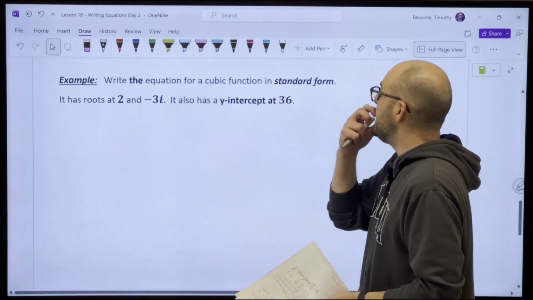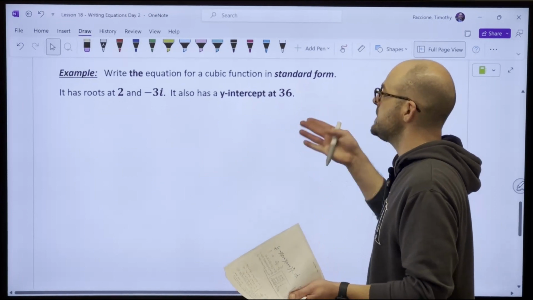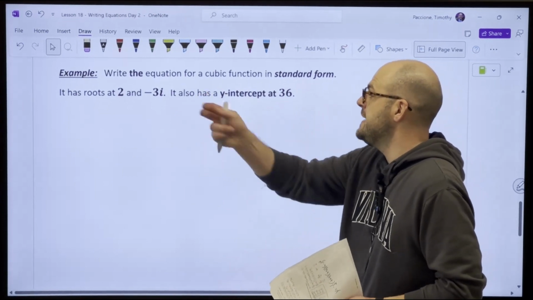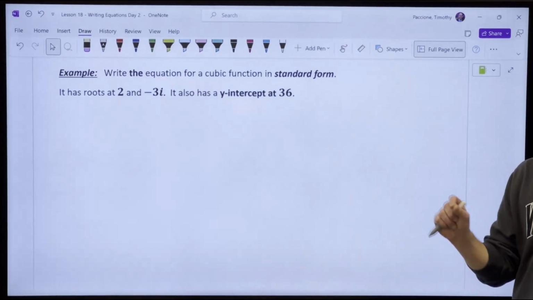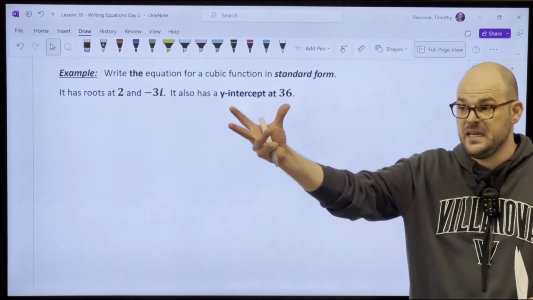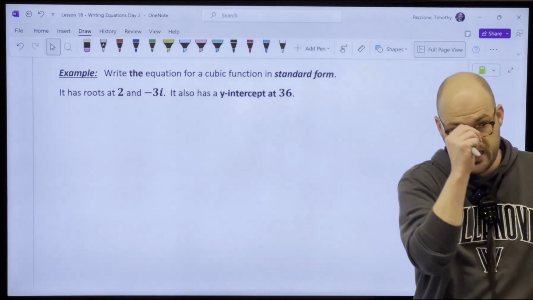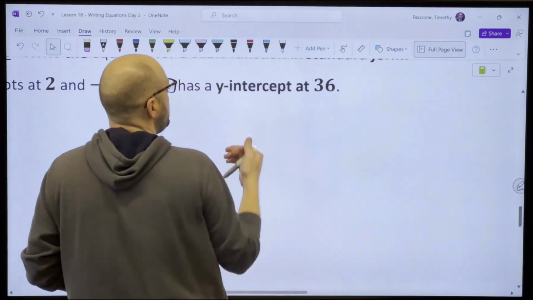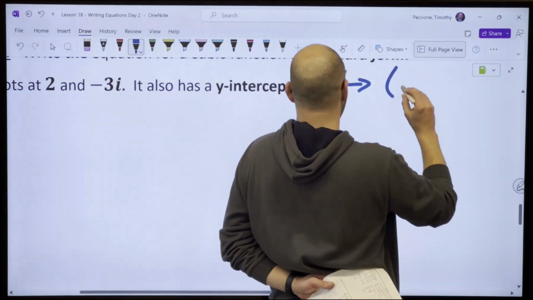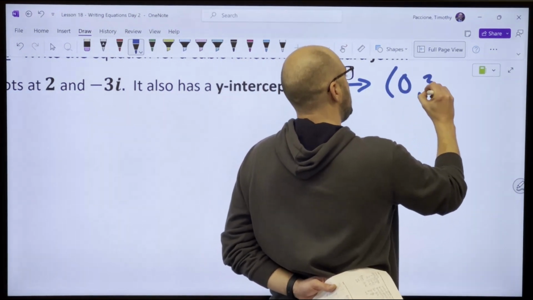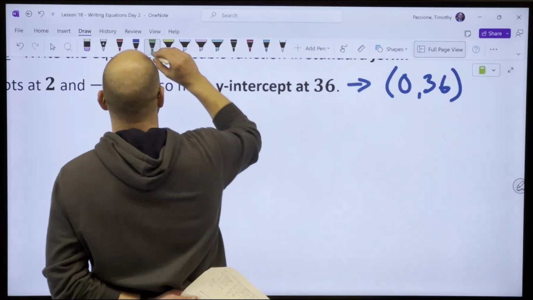Okay? So it says write the equation of a cubic function in standard form. It has roots of 2 and negative 3i. It also has a y-intercept of 36. When you have that also piece, you know you're looking for a. Now, y-intercept of 36, we have to be smart enough to know that's a point. That point is what? 0, 36, right? That is our x, y.